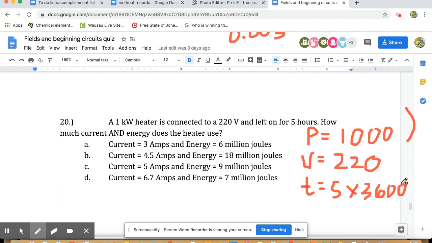So we're going to use our equations for current. Current is equal to power divided by voltage, which is the rearrangement of P equals IV. If we do that, we get 1,000 over 220, which is 4.5 amps. So right there, that tells us that B is the right answer. Let's just double check, because energy is equal to power times time. Just rearranging that equation as well, power is 1,000, time is going to be 5 times 3,600. So 5 times 3,600 times 1,000 is indeed 18 million. So B is the correct answer for that one.